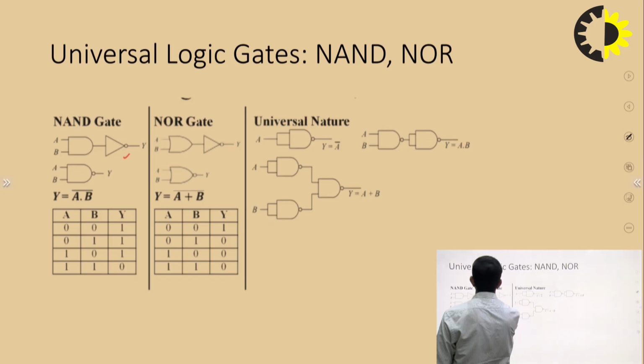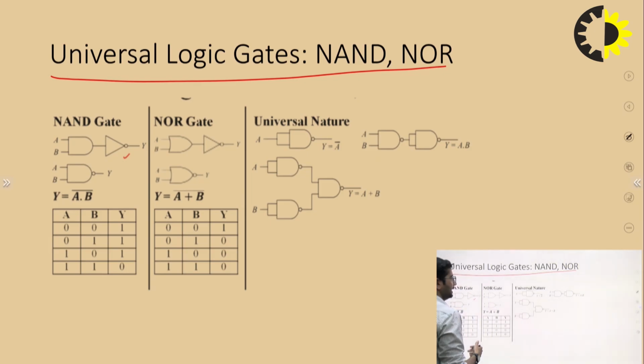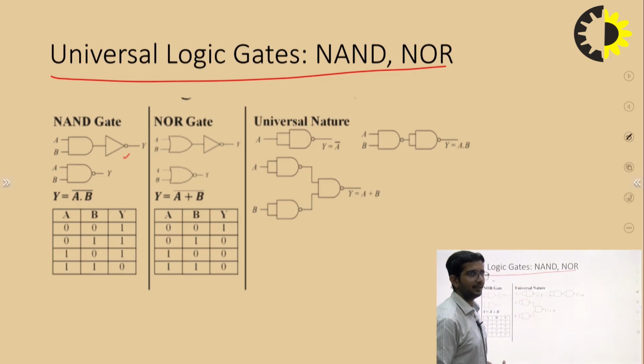Apart from that, there are gates which are called universal logic gates. NAND and NOR are the universal logic gates. Why are these called the universal gates? Because with the help of NAND and NOR gates, we can implement any logic gates.